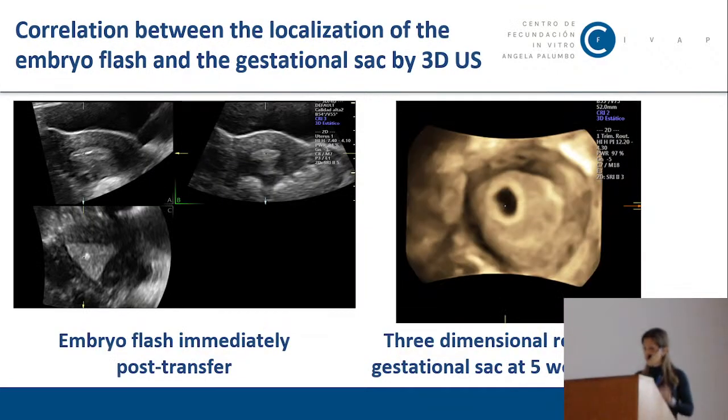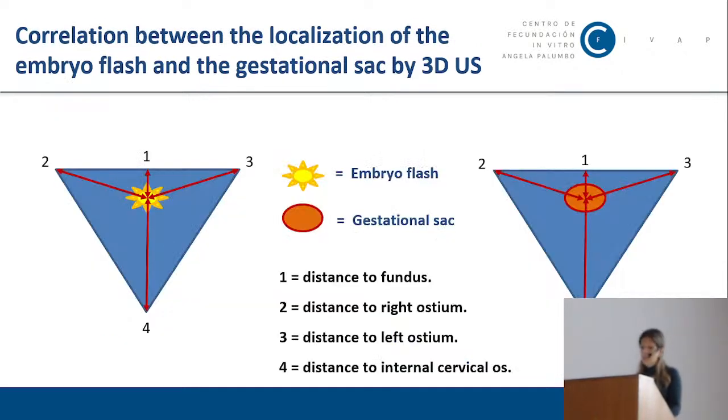A 3D volume of the uterus was acquired immediately post-transfer, and in a subgroup of 109 pregnant patients, a 3D ultrasound was done at 5 weeks of gestation to identify the gestational sac and stored for subsequent evaluation by two blinded investigators. The localization of the gestational sac was compared with the embryo flash placement, performing the same measurements, as you can see in the coronal view with the embryo flash and with the gestational sac.